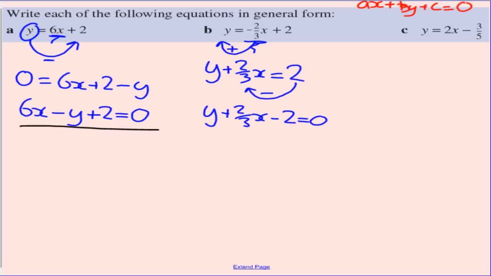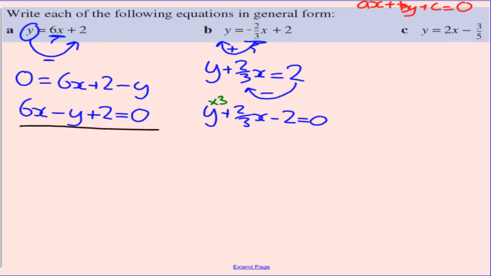Now, that's almost in general form, but remember, the second part of general form states that a, b and c are all integers. That is, they're all whole numbers, not fractions like what we've got. So what we need to do is get rid of our 2/3 and turn it into a whole number.